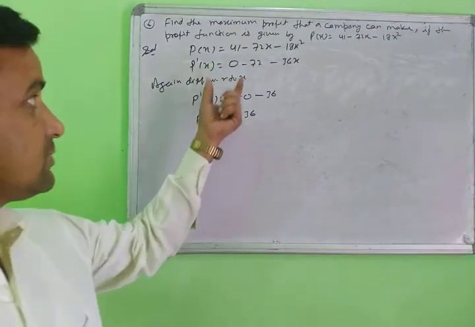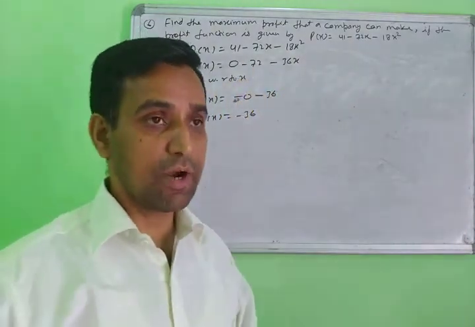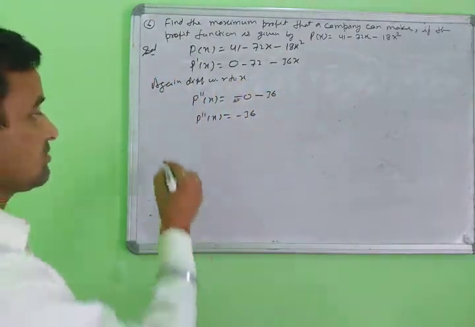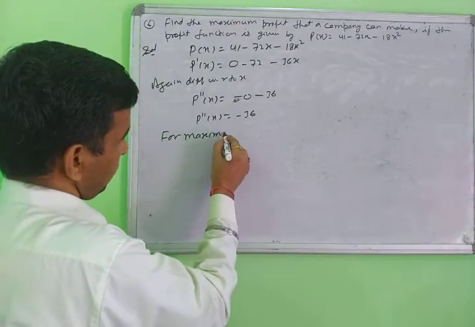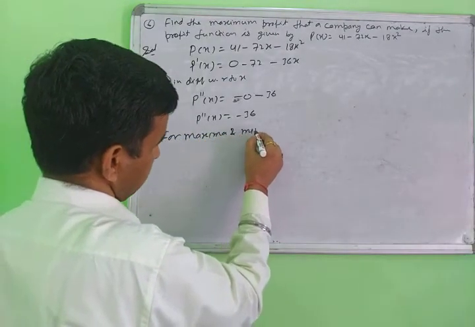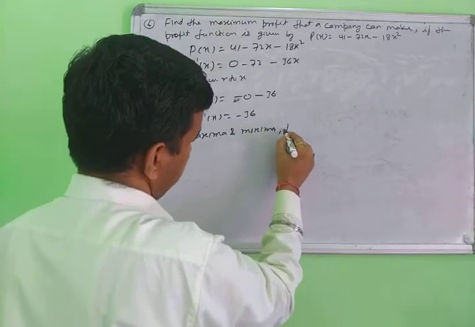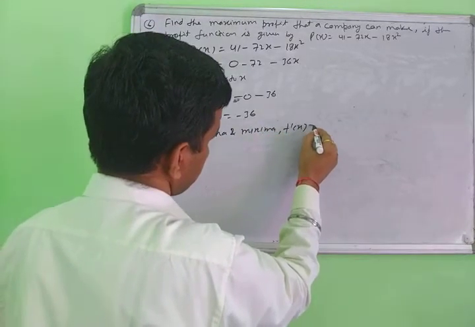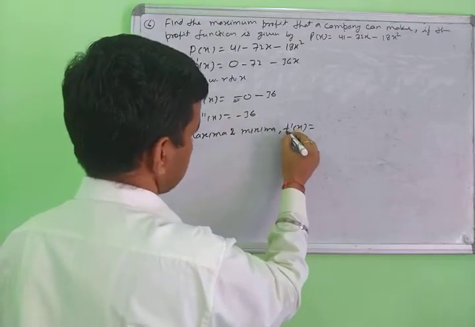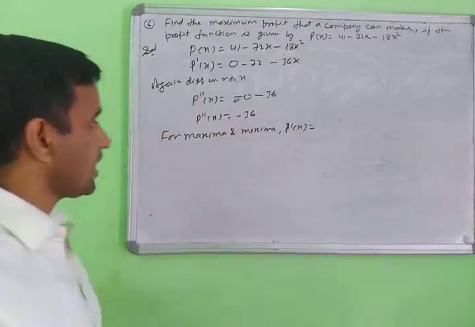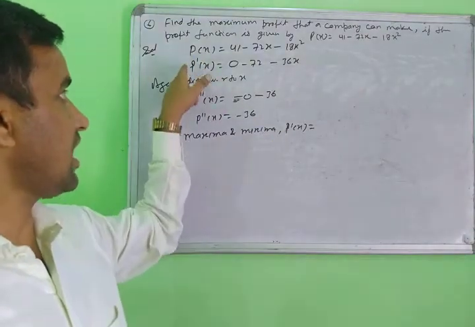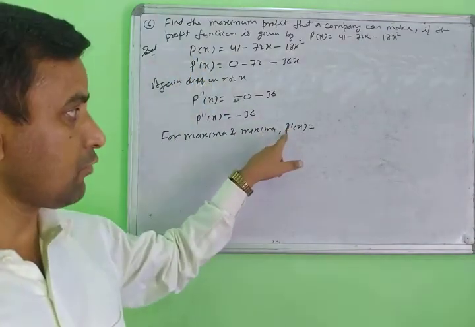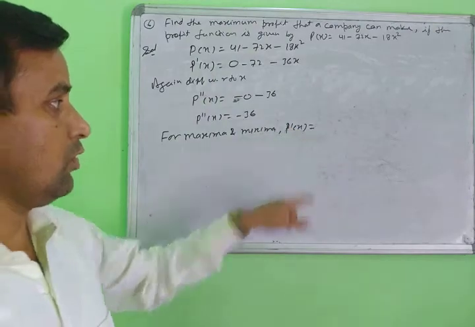How to check this? This is the maximum critical point. How to find this? Same for maxima and minima. For maxima and minima, you always put f dash x, here not f, here write p for profit, p dash x equal to 0.